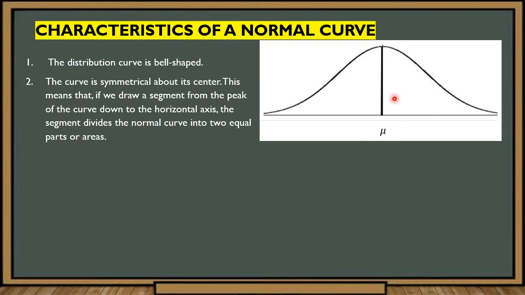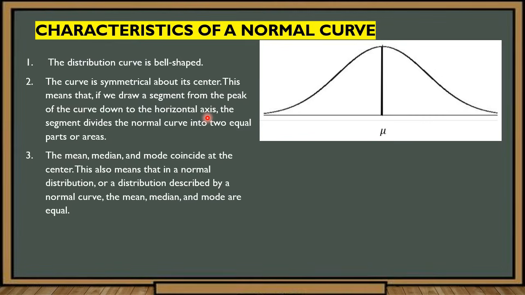And kung ano makikita natin sa kanan, gayon din yung makikita natin sa kaliwa. So that is why the curve is symmetrical about its center. So parang katangian yung salamin. Parang salamin lang. So kung anong nakikita ng salamin, yun yung i-reflect niya. So again, it is symmetrical about its center.